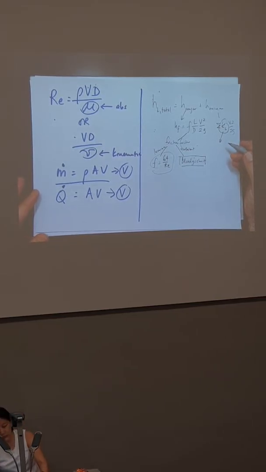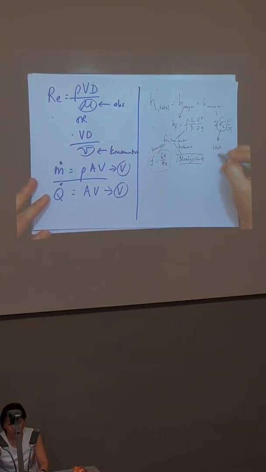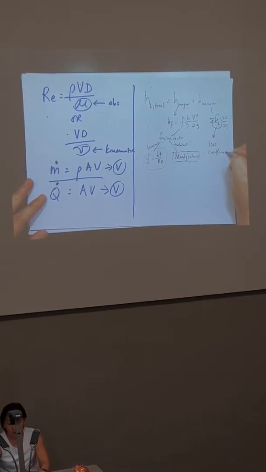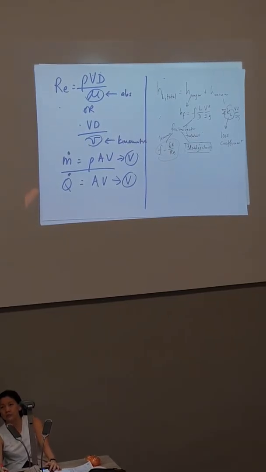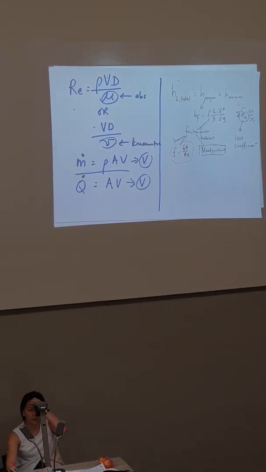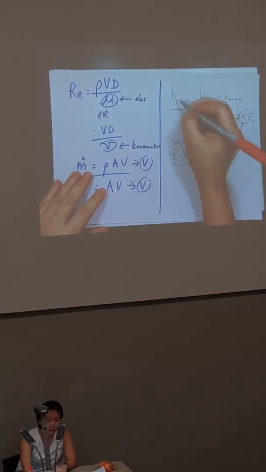Hello, can you remember what KL represents? Minor loss, loss coefficient. Okay? So if you have 3 bends, 1 valve, 2 sharp exits, 1 sharp entrance, then you add up all the loss coefficients, add them all up, you should get the HL total.